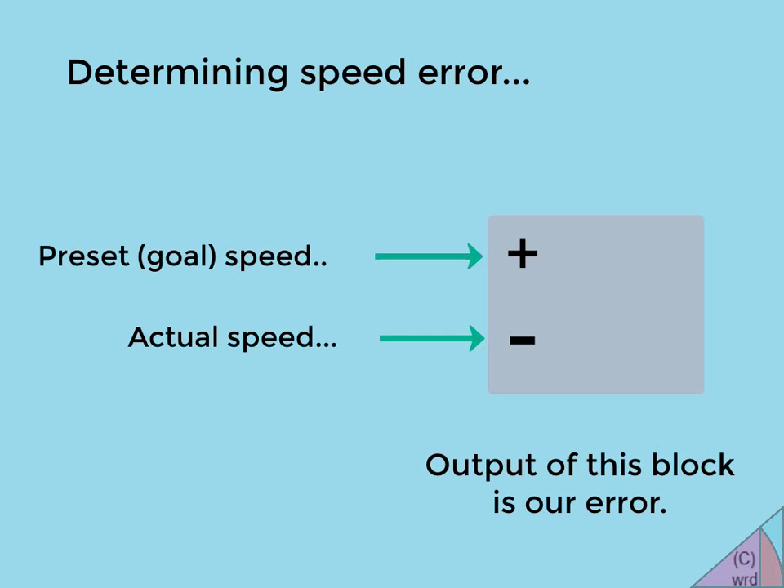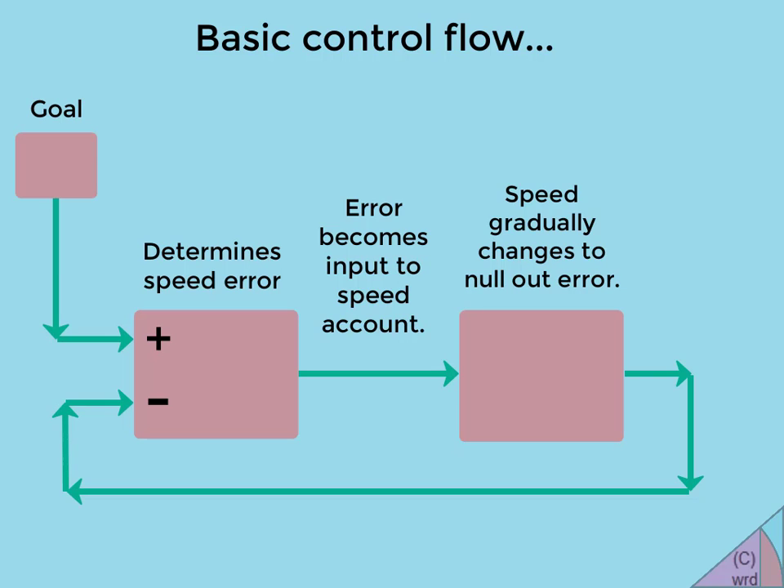The cruise control creates a speed error signal by subtracting the actual speed from the goal speed. This error signal changes the amount of fuel injected and the amount of air being allowed into the engine. Finally, the car's speed changes.